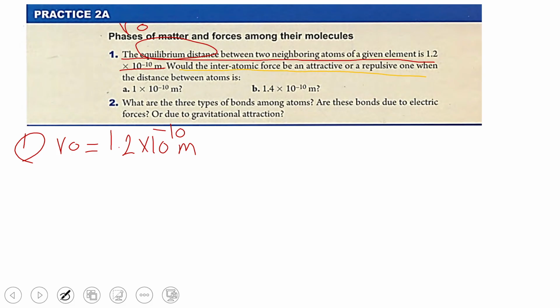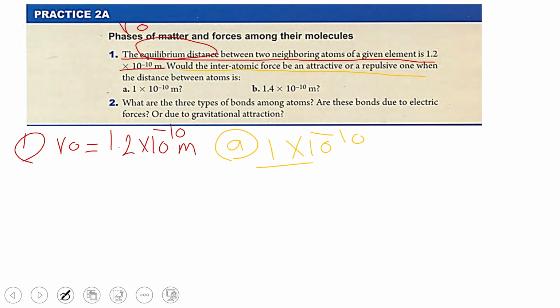We want to know the type of the force that we have between the molecules: is it attractive force, or is it repulsive force, or there is no force? How do we know that? Okay, guys, look. Part A, the distance, you have 1 times 10 power negative 10. As I told you, we studied 3 parts. If the distance is smaller compared to the original one, the type is repulsive. If the distance is greater compared to the original, it's attraction. If they are the same, there is no force.